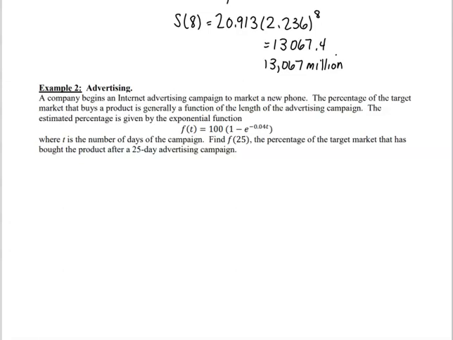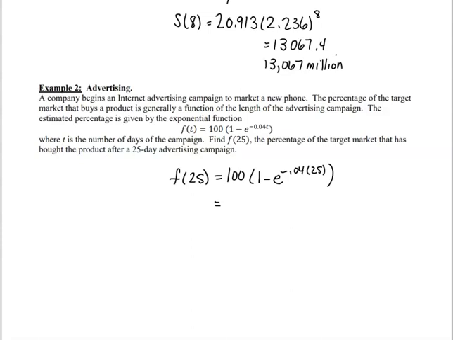It costs money to advertise. So what they want to do is find the minimum amount of days where they can get the maximum amount of customers to buy their product. So they're trying to figure out, well, what percent of our target audience would be buying our product if we advertise for 25 days. So based on this model, if we plug this in, I'm just plugging in 25 for t here. We're going to get 100 times 1 minus e to the negative 0.04 times 25.